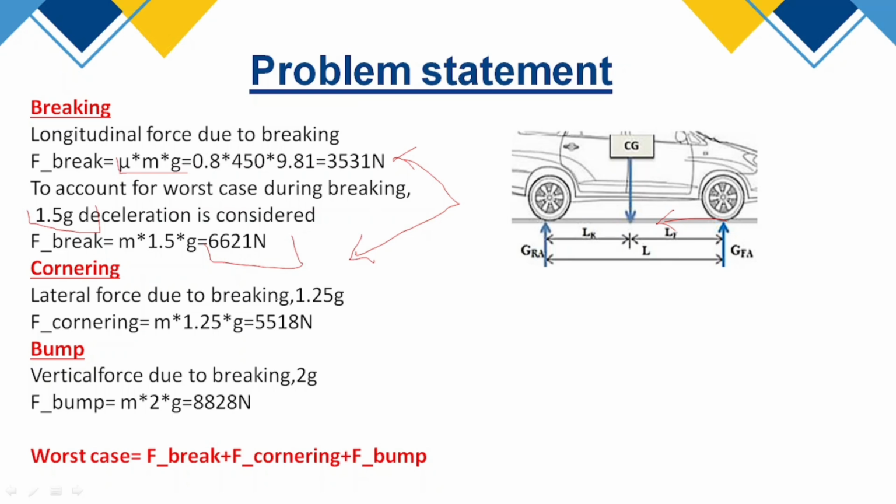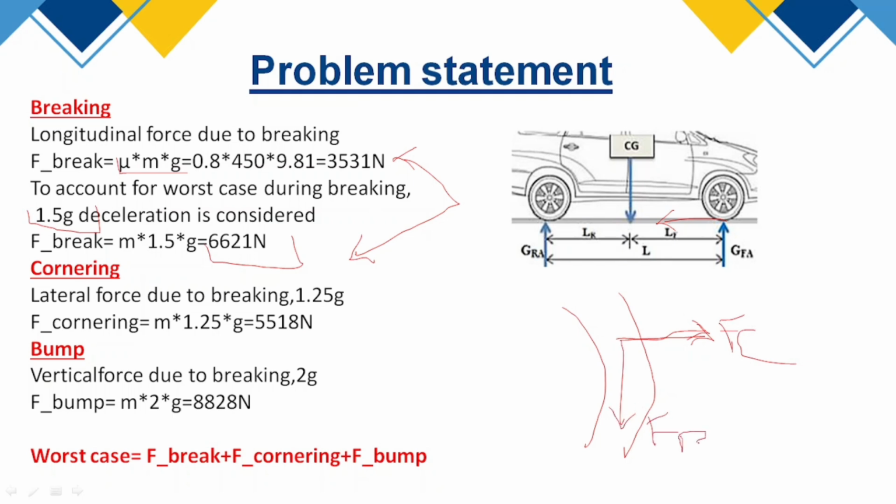Now second is the cornering. While cornering, because of the centrifugal acceleration, there is a force acting outward or inward on the car tire. So there is a force acting in this direction. We can calculate it by taking 1.25 g acceleration. Based on that, this force is mass m into 1.25 g, which is 5581 newton. So the cornering force is acting in this direction, and the braking force is acting in this direction.